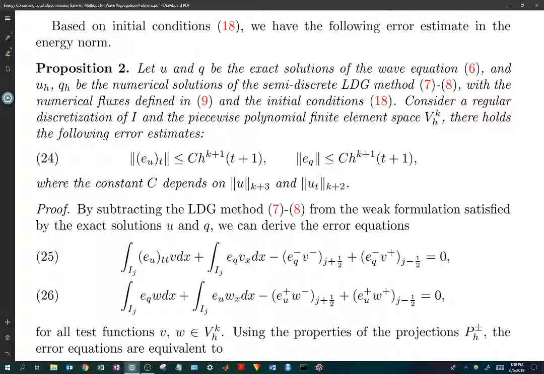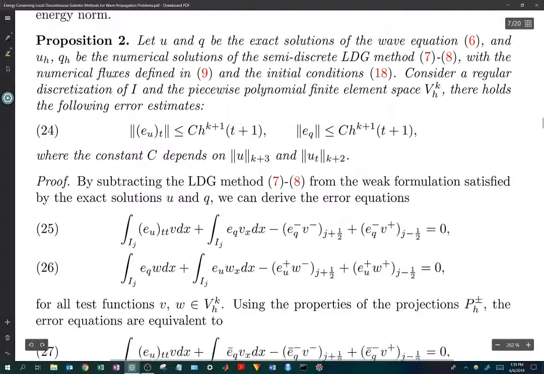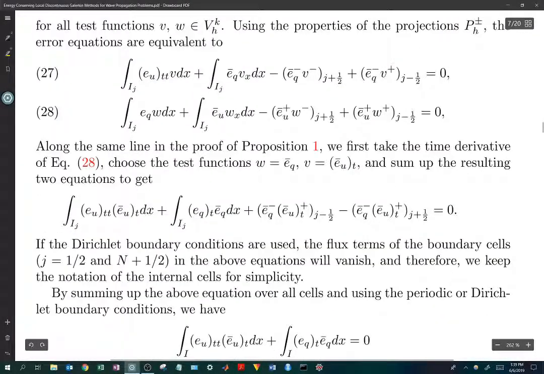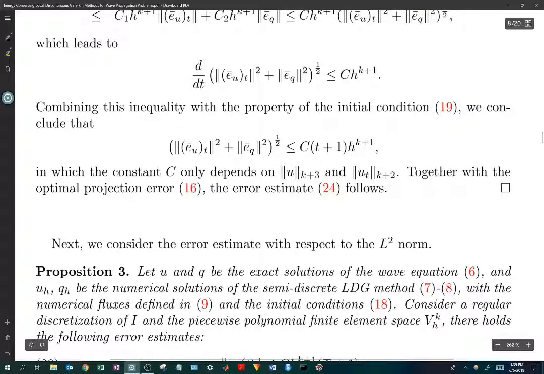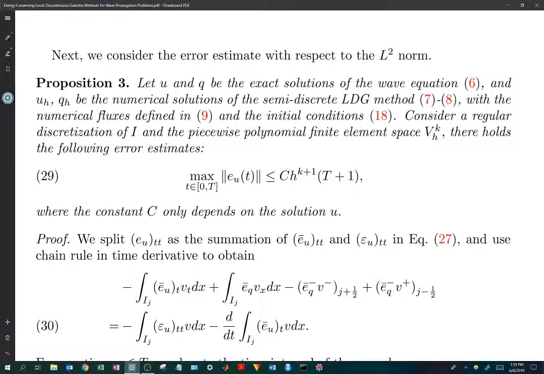I think, let's see here, is this... No, I don't think this is... So this is the energy norm still. I think this is the most important thing.